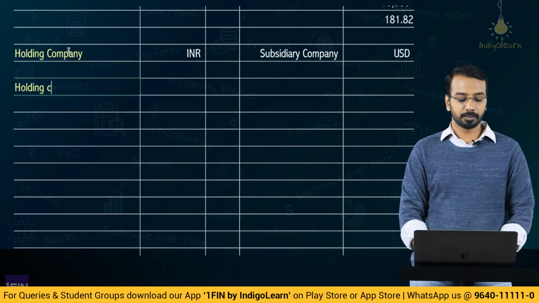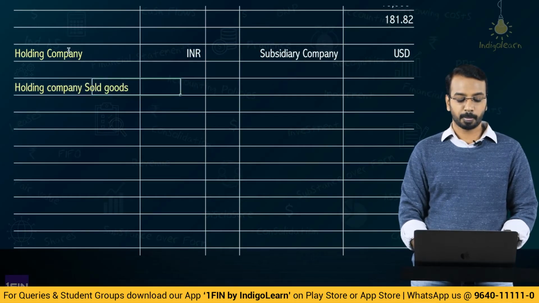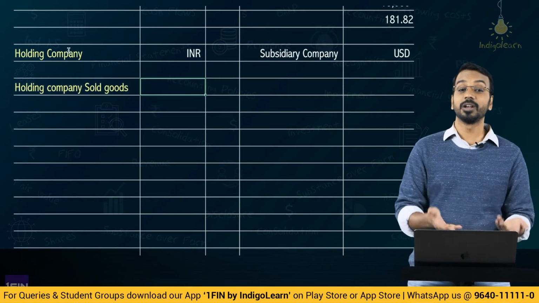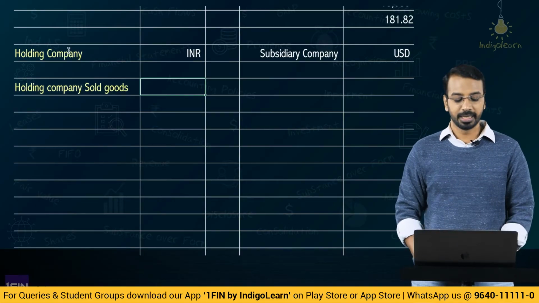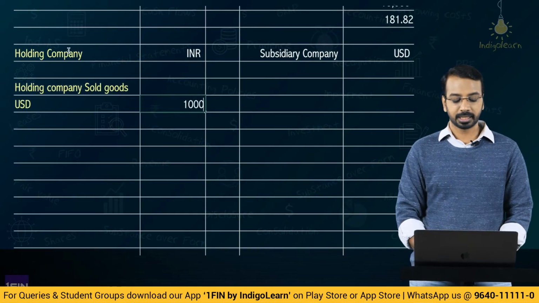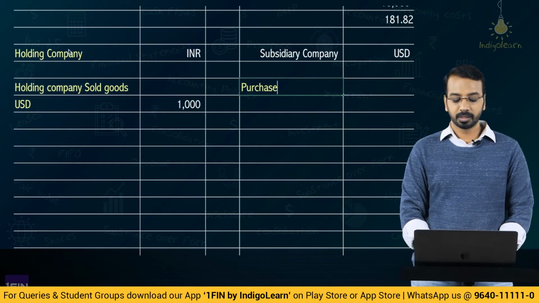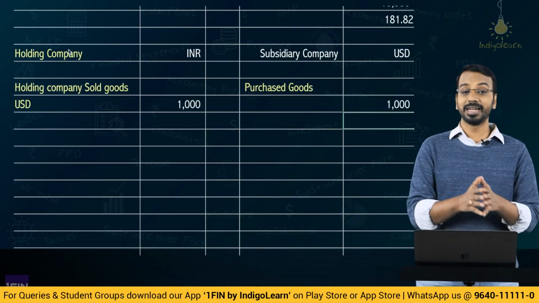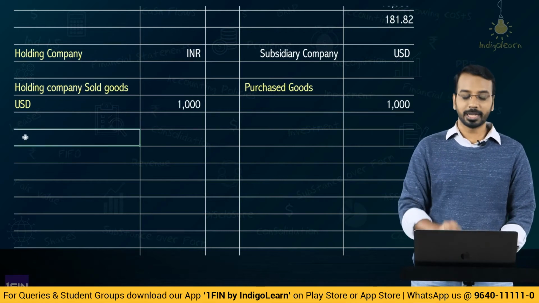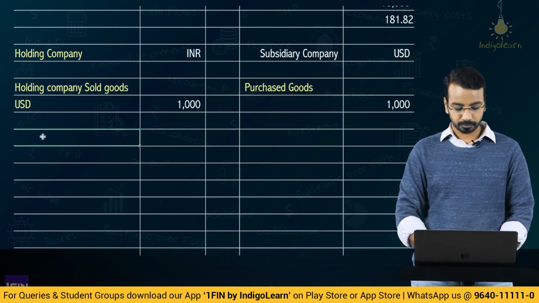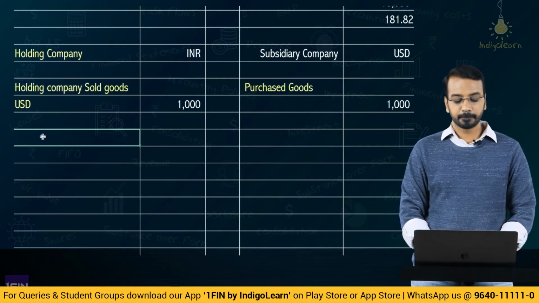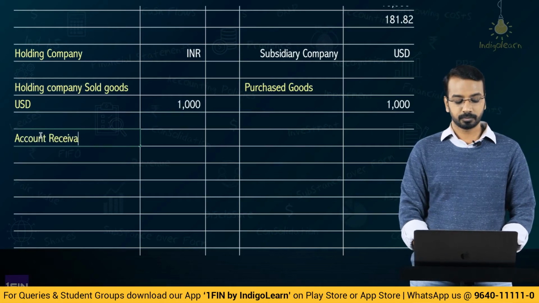Okay. Holding company sold goods. And assume for a moment they are not invoicing in INR, they are invoicing in USD. So, they sold goods worth how much USD? $1,000. Subsidiary company purchased goods worth $1,000. Now, what will be the accounting entry in each of these books? In the holding company, they would say account receivable, I'll put the name subsidiary company, to sales.